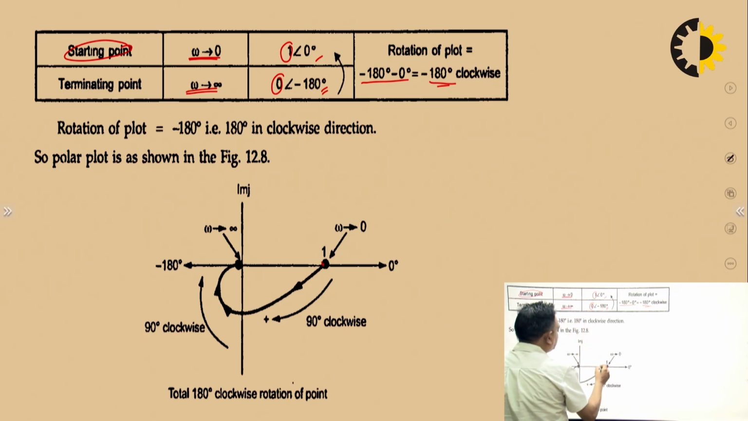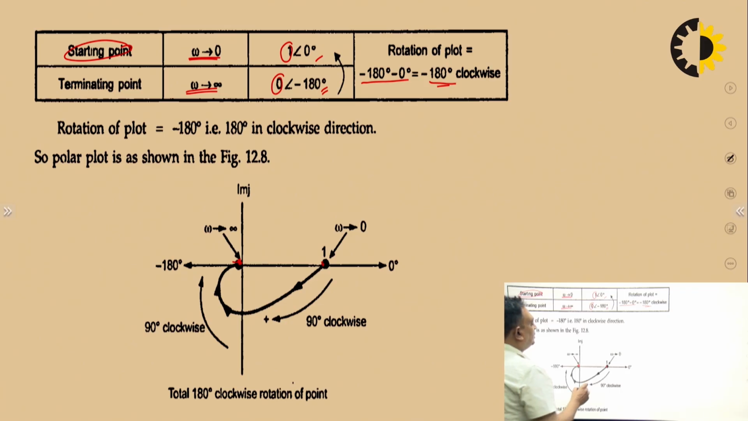One value is this. It is on the positive real axis, and angle 0. This is the angle 0. And the magnitude 0, and angle is minus 180. So magnitude 0 is this point, and angle minus 180. This is also the minus 180 line. So this is the point of 0, minus 180.